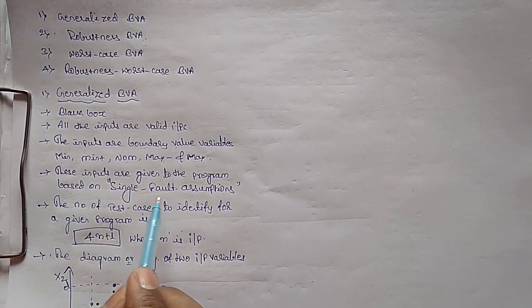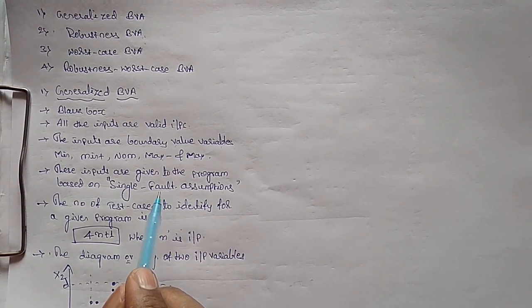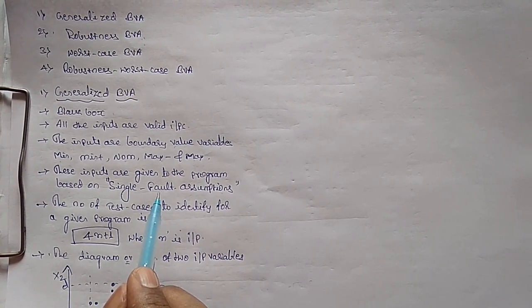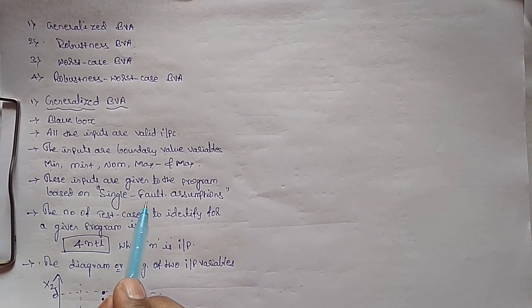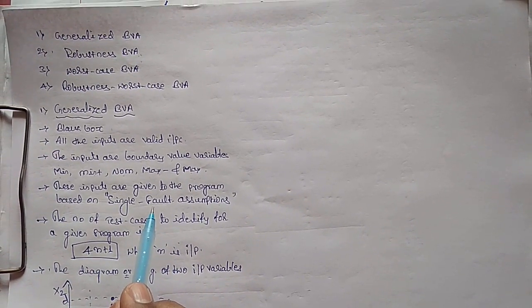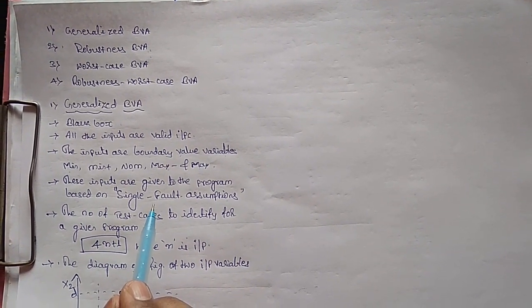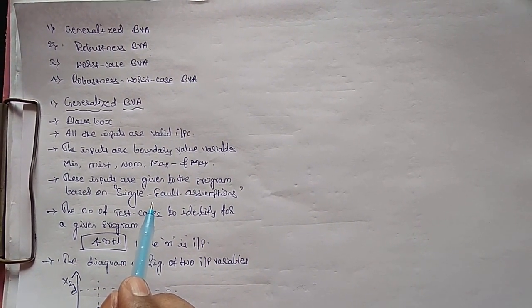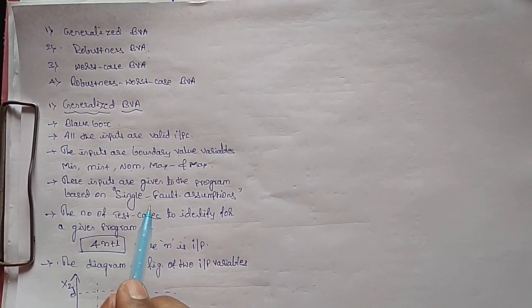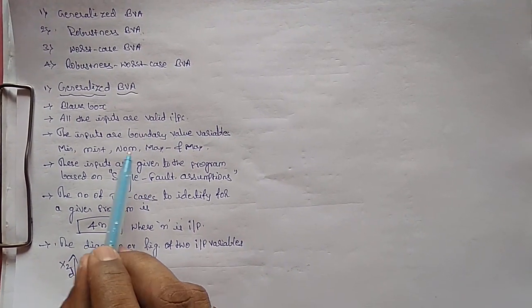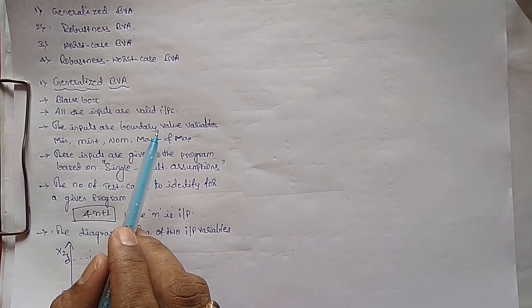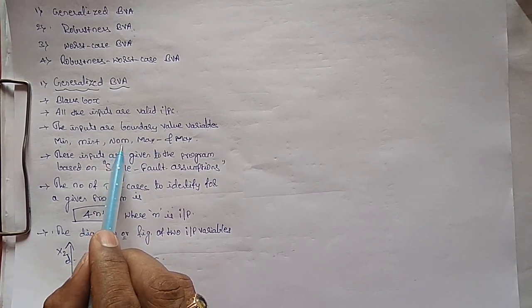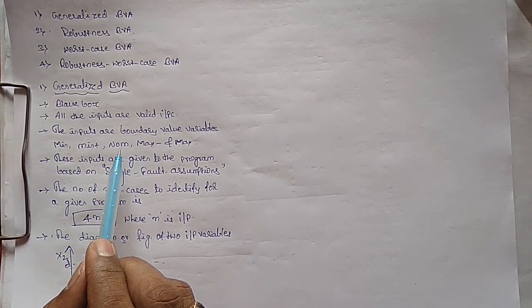What is the meaning of single fault assumption? The single fault assumption is nothing but, for example, if a given program accepts n input variables, then out of n input variables, one input variable at a time we need to keep on changing with respect to the boundary value variables, and the remaining inputs should always be a nominal variable value.